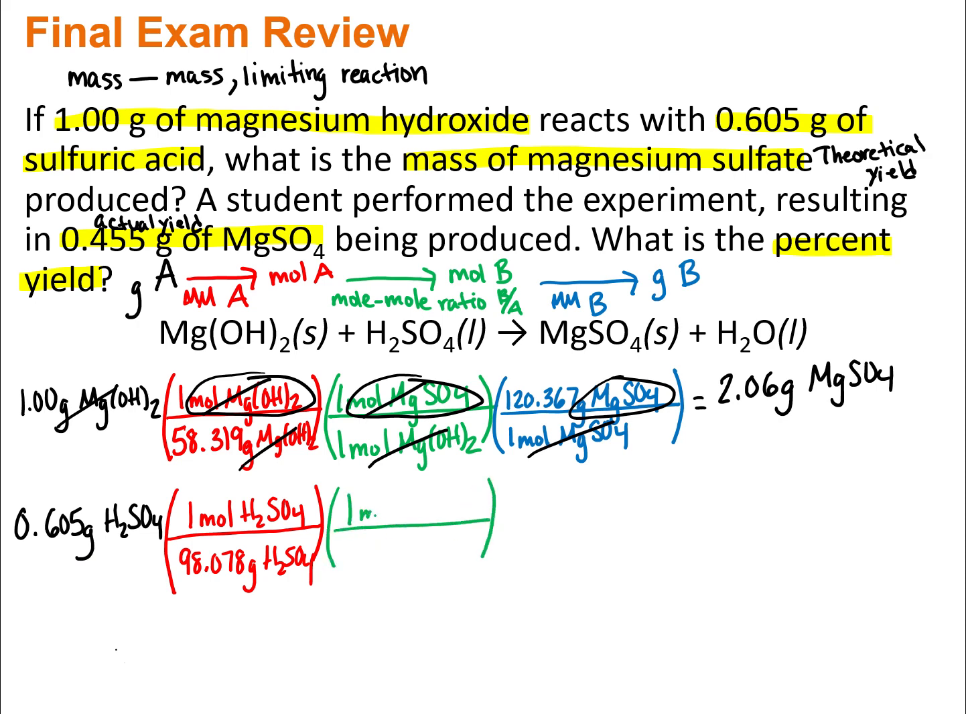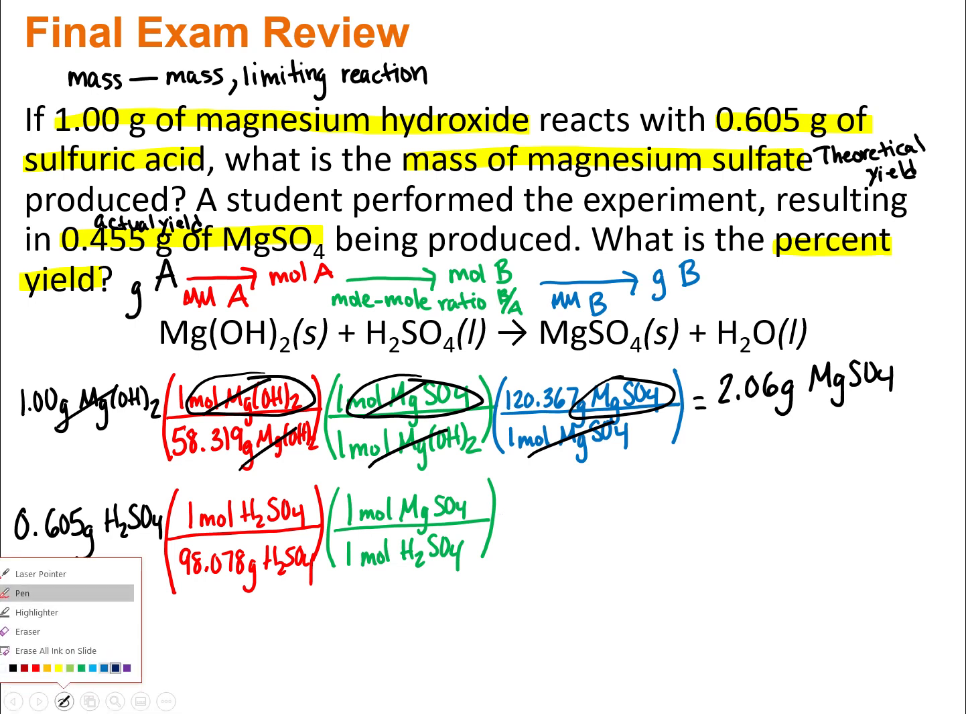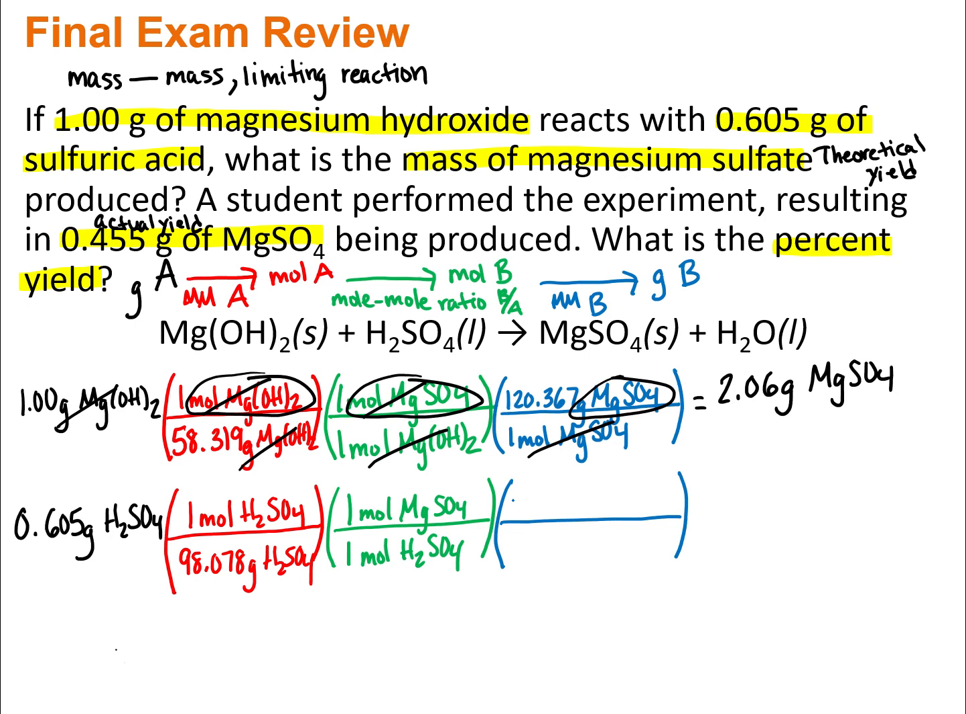We still have the 1 mole of magnesium sulfate in the top because it's still the B in this equation. On the bottom, however, we've got sulfuric acid. This last one, where we're converting to grams, is going to be exactly the same, because we're converting moles of magnesium sulfate to grams. So it's the same unit factor.